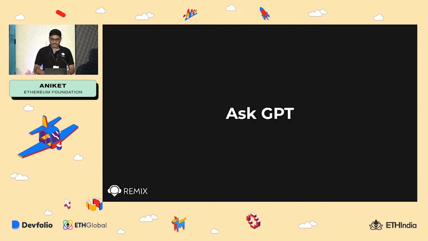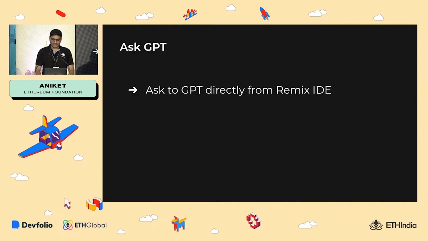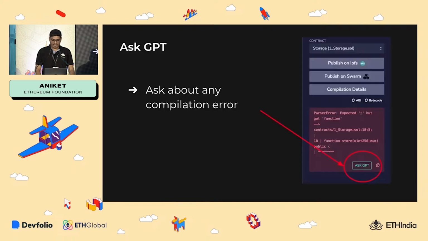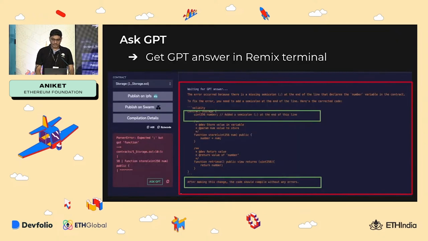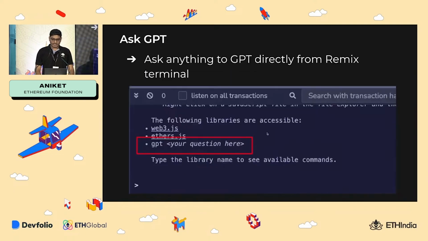Okay, moreover, when we do development nowadays, I think beyond Stack Overflow, we just go and ask ChatGPT. So you can ask things to ChatGPT directly from the Remix IDE. If you are getting any compilation error in your contract, you can click on this Ask GPT button, and it will get the answer for you. If you see these green boxes, it also shows you how you can fix your code, and that is happening within the Remix IDE itself. So that can be quick when you are doing things during the hackathon.